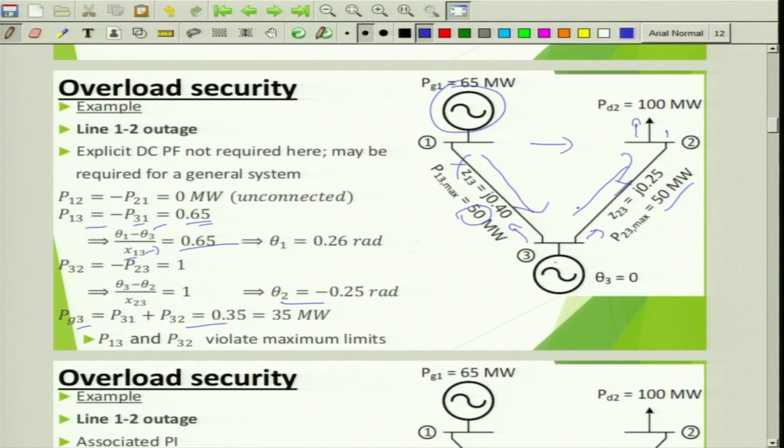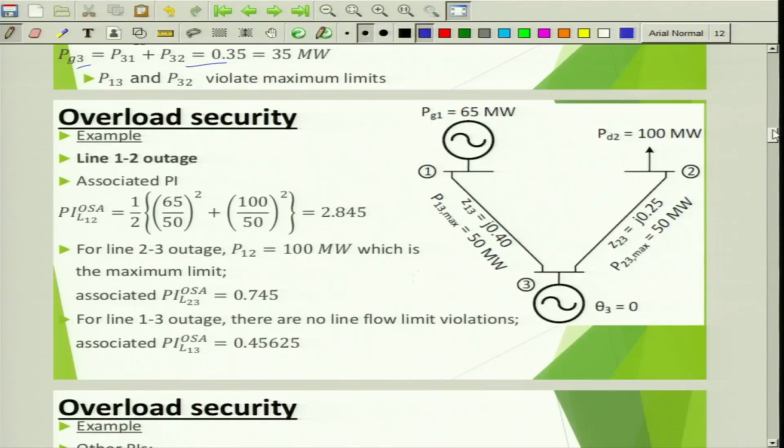Already there is a line outage, because if you have to supply this much power to that specific load, then the entire system is overloaded, though the generators still have the capacity. Now you calculate the performance index. So 65 by 50 plus 100 by 50, because you need not calculate the performance index for this line. There are only 2 lines available here. Then you will get this number. You understand the criticality of this event. The performance index has risen from 1.1 to 2.845.